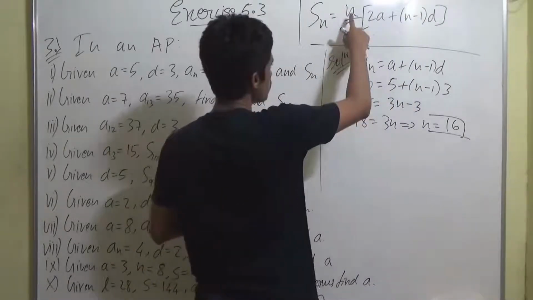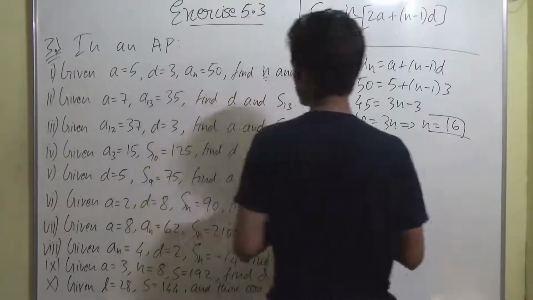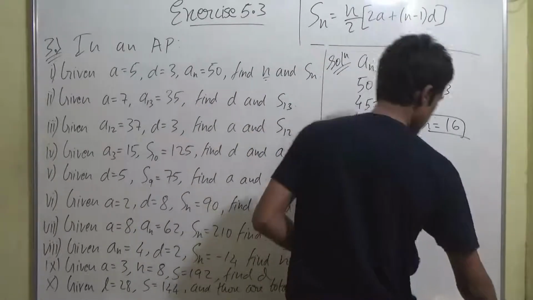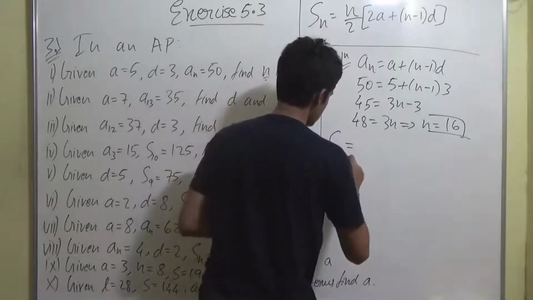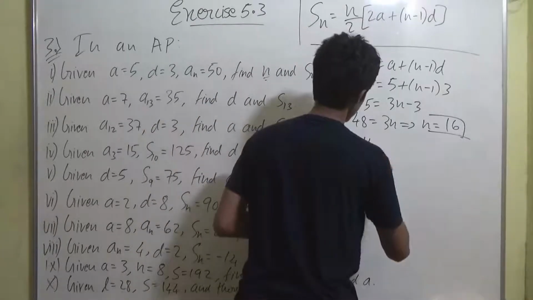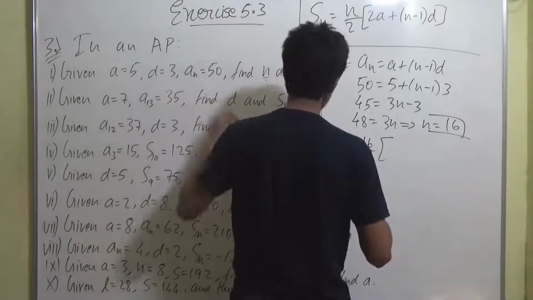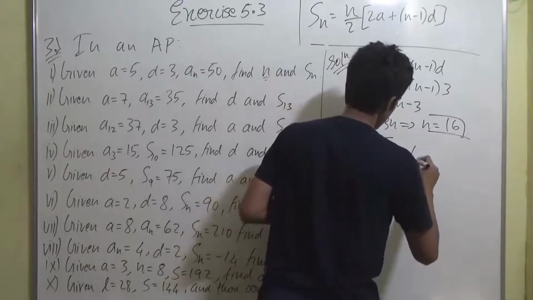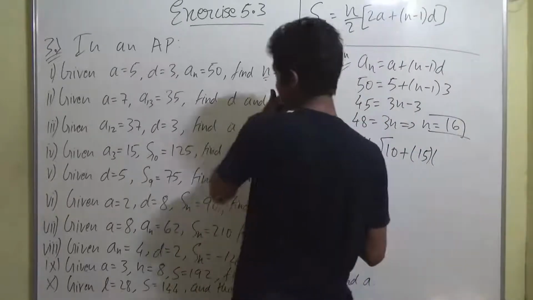S of n, we have to use this formula to find S of n. How many terms are there? n terms, right? That is 16 terms. So we can write it as S of 16. S of 16 equal to n by 2, that is 16 by 2, into 2a. 2a is 2 into 5. It becomes 10, plus n minus 1 is 16 minus 1, that is 15, into d. d is 3.